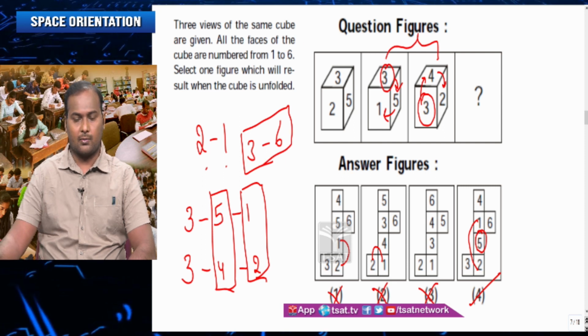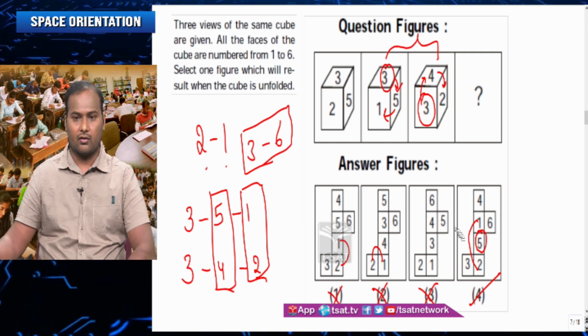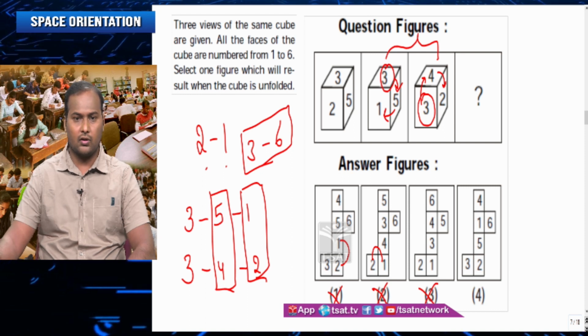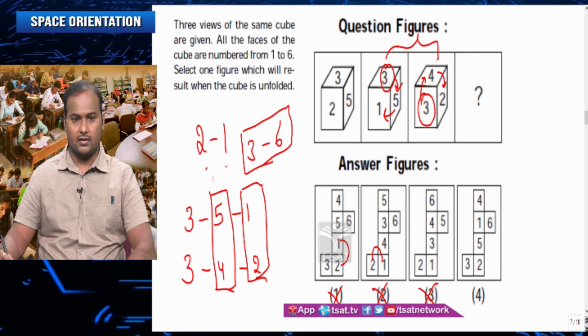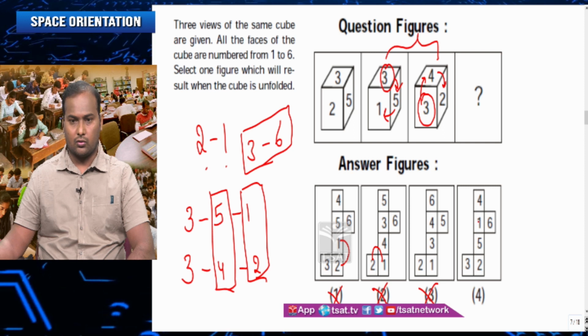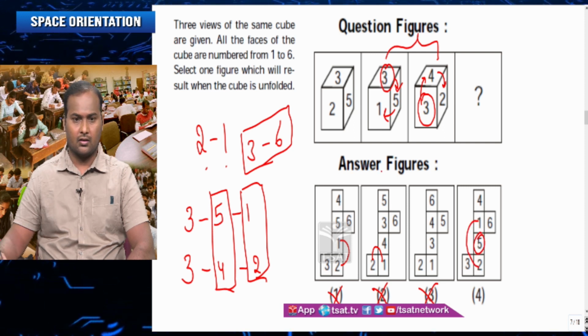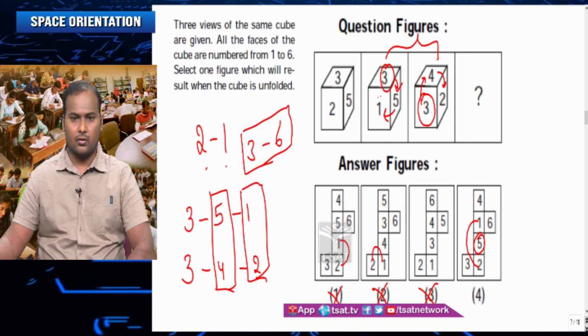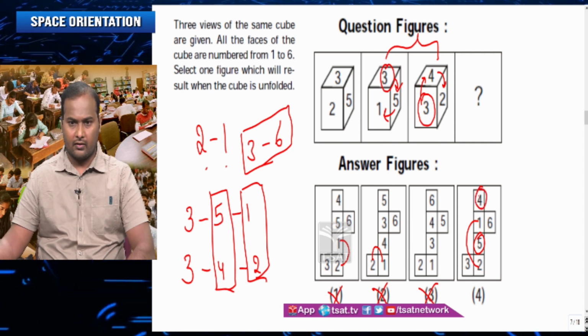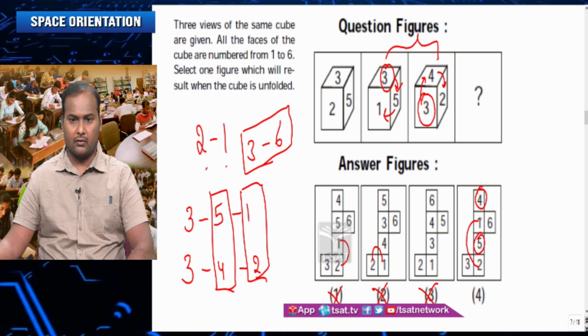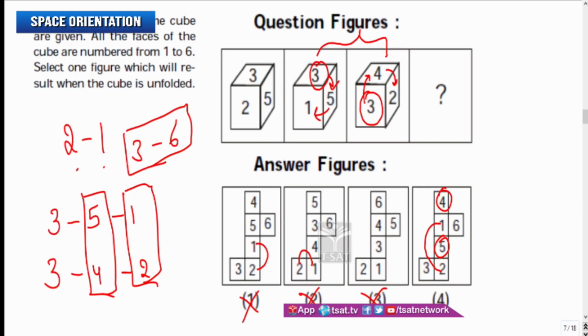Once 3 and 6 become opposite, let's check with the fourth option, because we know the fourth option is the correct answer. In this case, 1 is opposite 2, so between 1 and 2 there is only one face. So this is correct. Now 5 is opposite 4, and you can see 5 and 4 are opposite because in between only 1 is there. What is remaining? 6 and 3 are opposite. So option 4 is the answer.